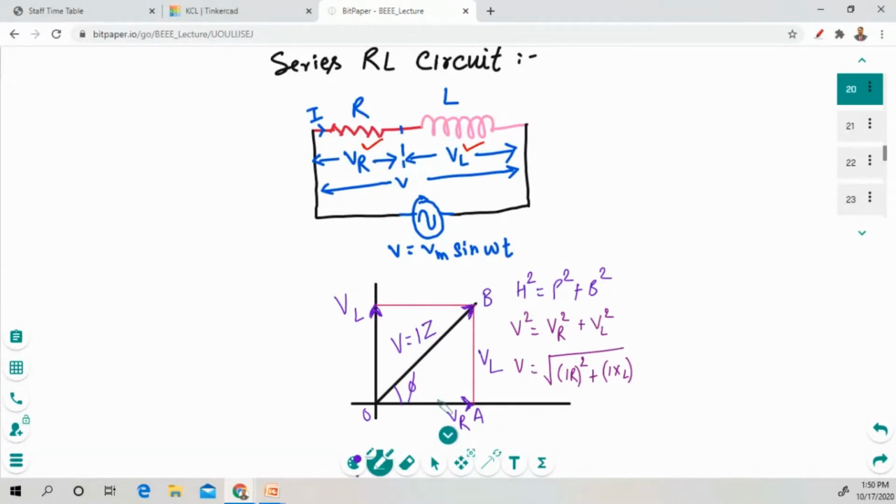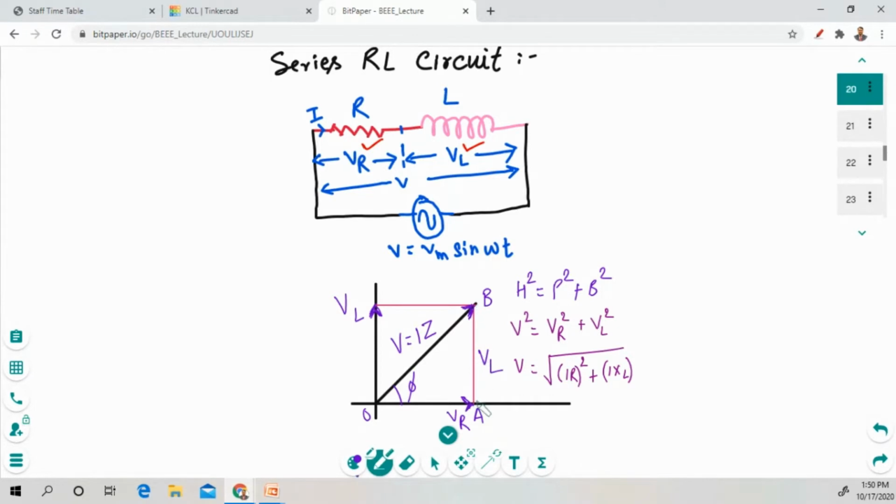Because there is a resistor, the voltage and current are in the same phase, therefore we have represented this. And in case of an inductor, voltage leads the current by an angle of 90 degrees. That's why we have represented VL on the y-axis. Now we have to draw the resultant vector across these VR and VL.